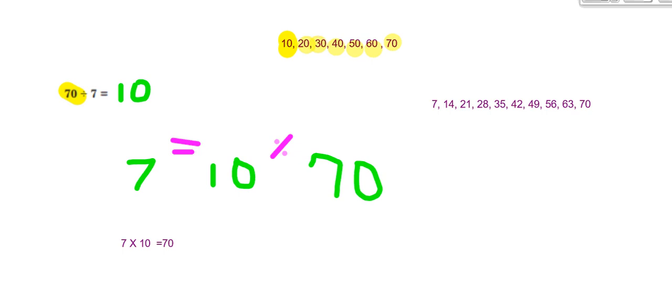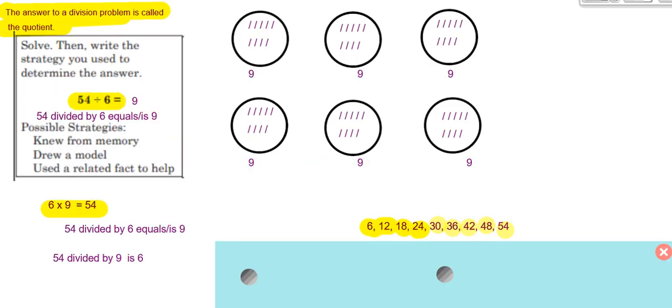Use the strategy that you think is best for you. Watch the video that we have been watching about multiplication, because if you know the multiplication facts, that's the easier way for you to get to the answer of these problems, okay? And that is all that I have for you to do in math.